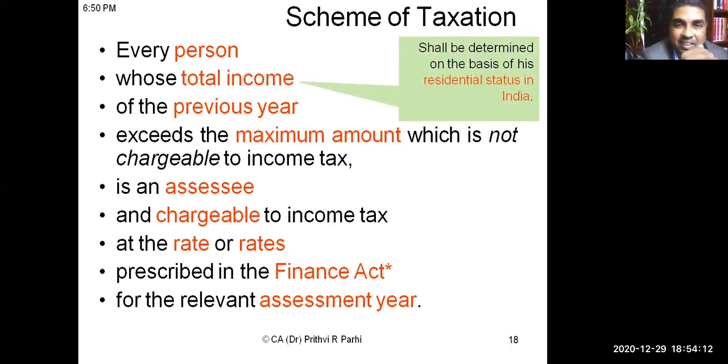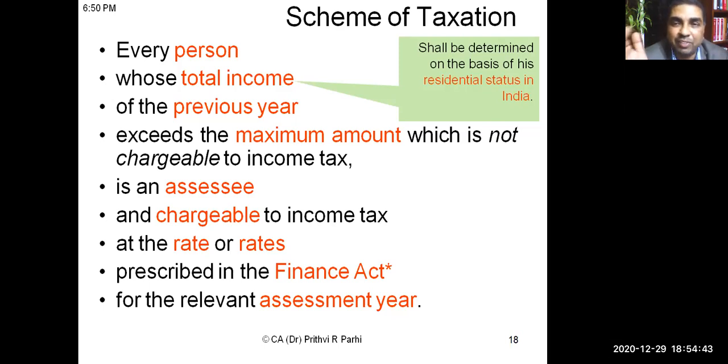And a few other things also we need to understand at this point of time. What is most important here is the total income. We need to know how to compute total income. And one thing has to be kept in mind: total income shall be determined on the basis of residential status. So it is important to understand the residential status of an assessee.